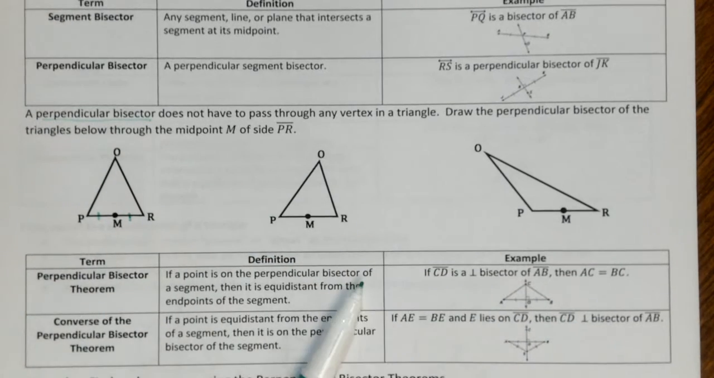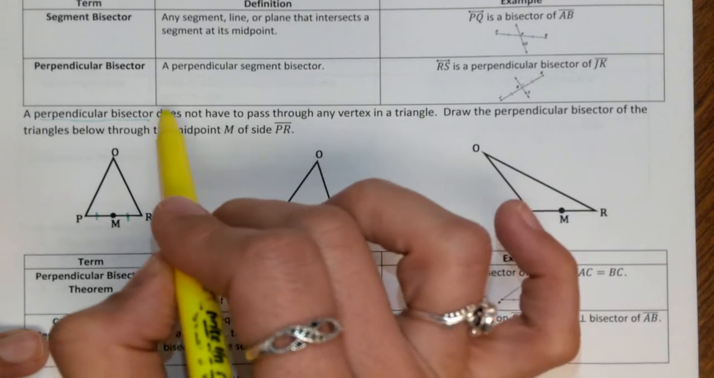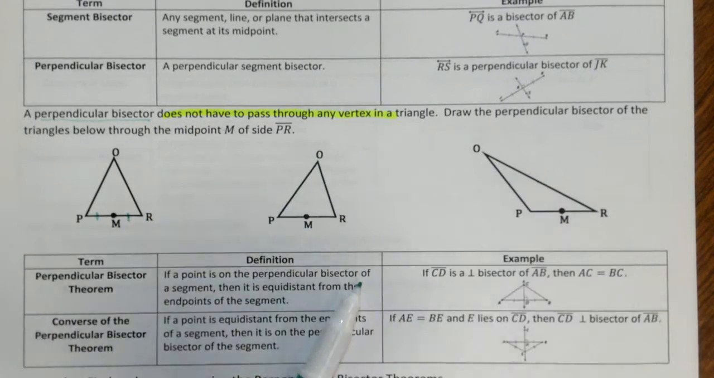Okay. Another thing here I do want to make sure we address again is that a perpendicular bisector does not have to pass through the vertex. Okay, and we're going to be seeing that here.